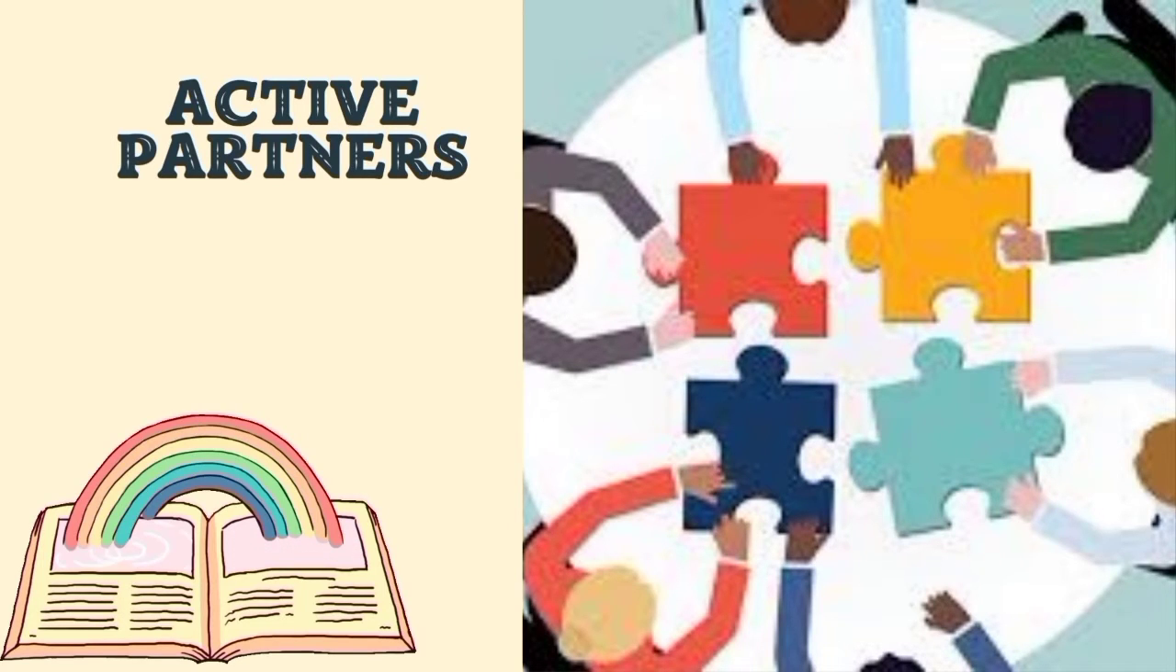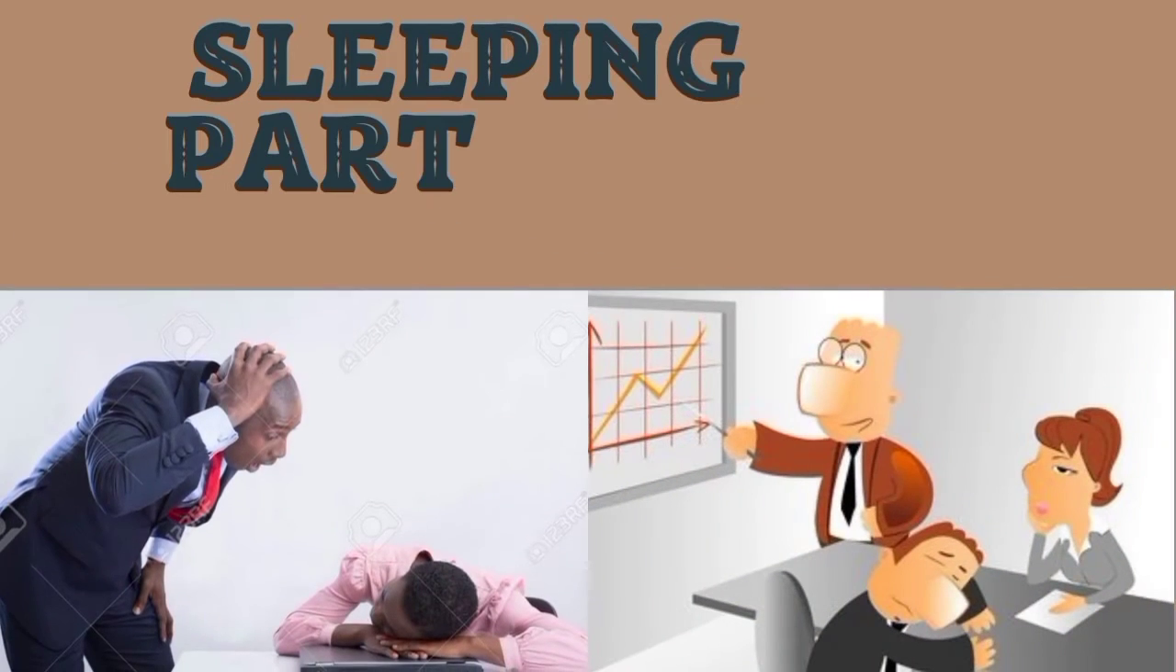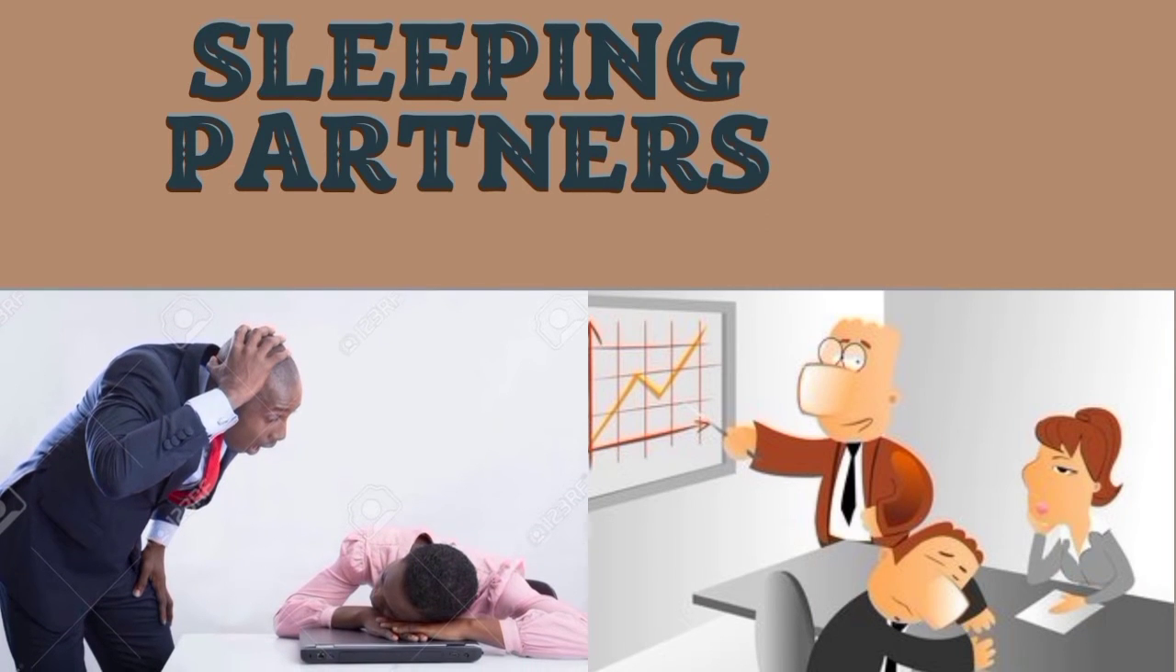So they are very active in the running of the business. The second is referred to as sleeping or dormant partners. They contribute the agreed capital but do not take active part in the day-to-day running of the business. So that is why they are referred to as sleeping or dormant partners.